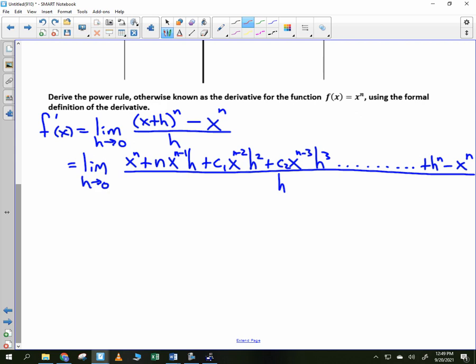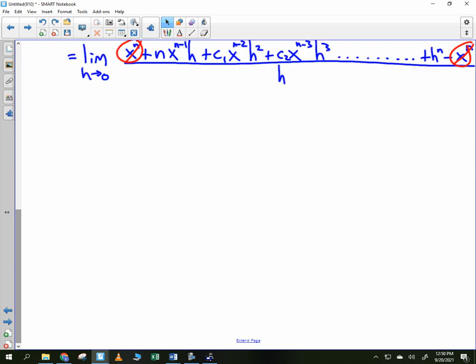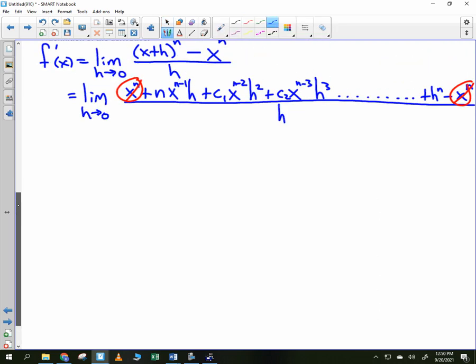What happens? What cancels? There's only two things up there that don't have an h. Everybody agree that those cancel? And everything that's left has an h. So I could factor an h out of the top, correct? So let's factor an h out. So I get the limit as h goes to 0 of, what is this?